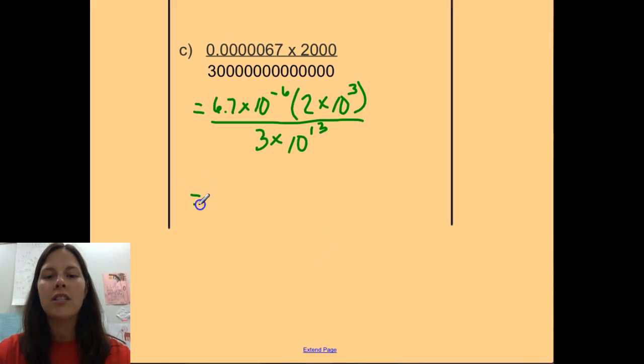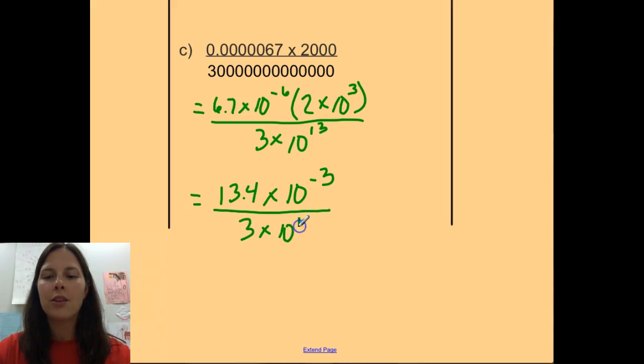Following order of operations, I will multiply in the numerator first. 6.7 times 2 is 13.4. Adding those exponents together, we get 10 to the -3rd. And then we're dividing by 3 times 10 to the 13th.